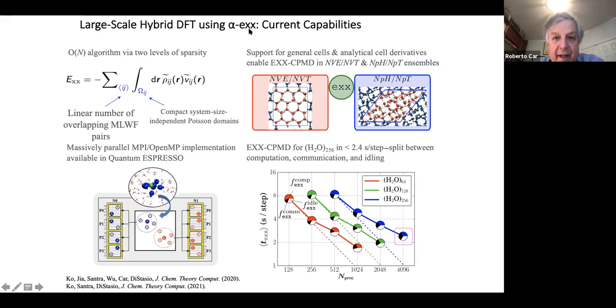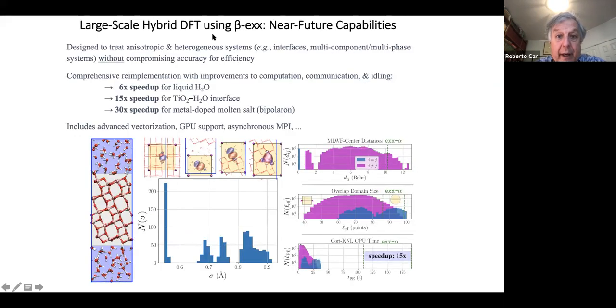This is the alpha EXX version that is currently available in the CP module in Quantum ESPRESSO. It allows you to do NVE, NVT, NPH, and NPT simulations with variable cell, and include the contribution of the variable cell to the exact exchange. And the code scales quite well on massively parallel computers. There is a version that they are developing right now, which will be accessible in the near future.